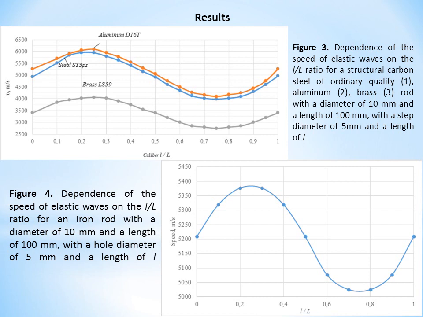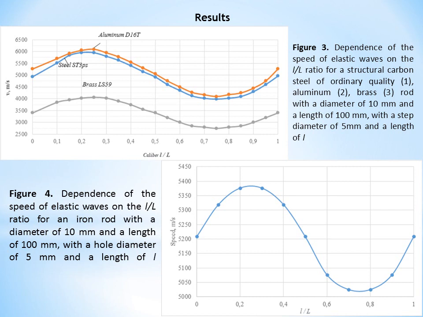For steel, the maximum speed was 5,958 meters per second, aluminum 6,098 meters per second, brass 4,065 meters per second. The minimum speed was 4,000 meters per second for steel, 4,098 meters per second for aluminum, and 2,747 meters per second for brass.